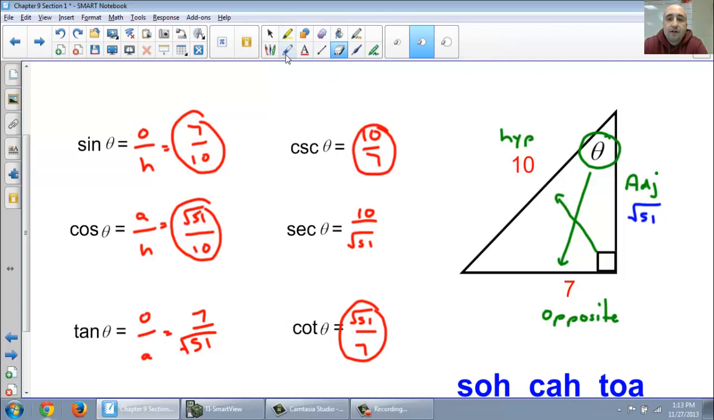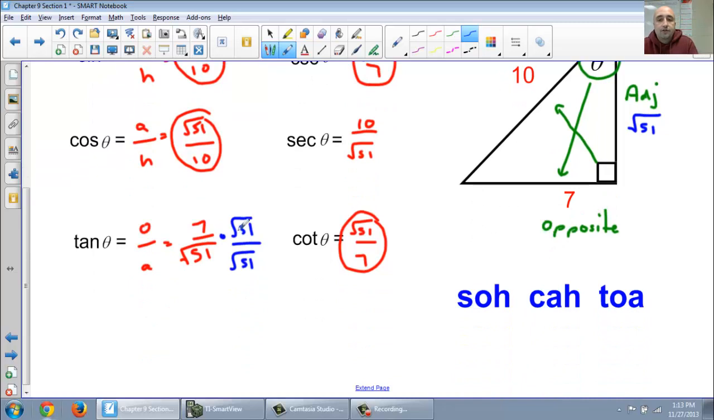2 of the 6 are definitely not done because we have square roots in the bottom. Okay, so remember back in Algebra 2 or Pre-Calc A, what we did was we had to multiply by root 51 over 51. And what would I get here? So then you just multiply straight across. 7 times the square root of 51, and then root 51 times root 51 is 51. And there is my first one.